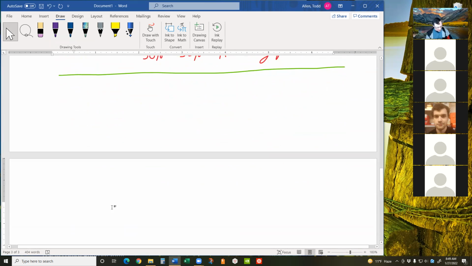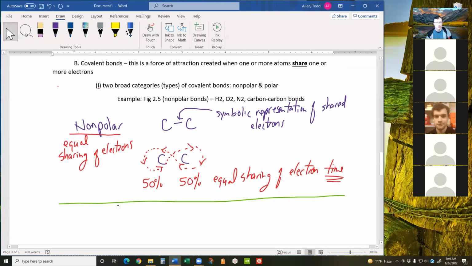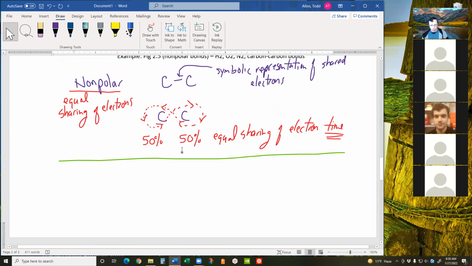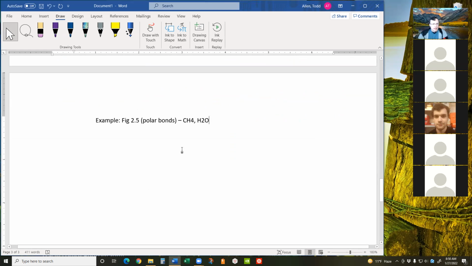Now let's go down here and do another example from figure 2.5 of polar covalent bonds. For this one, you could use the CH4, so that would be panel D as in David of figure 2.5. The molecule CH4 is going to have polar covalent bonds in it, and also water. Water is going to have polar covalent bonds in it as well, H2O, okay? And so I will use water as a talking point here to illustrate this for you. So let's do the example of polar covalent bonds here.